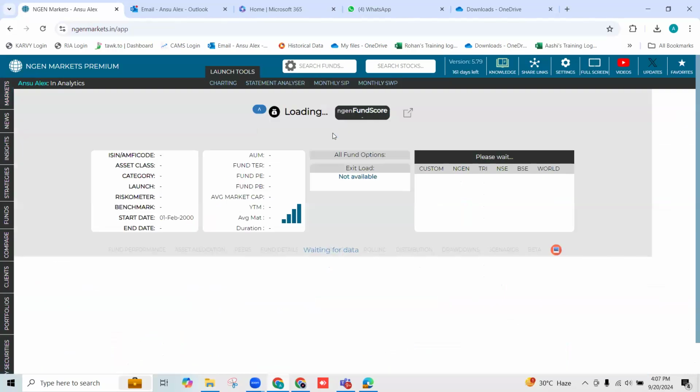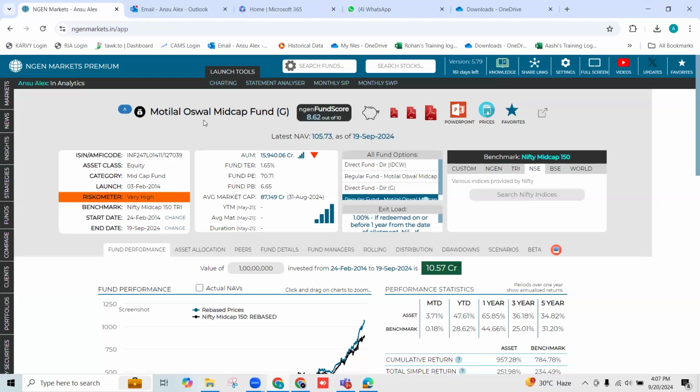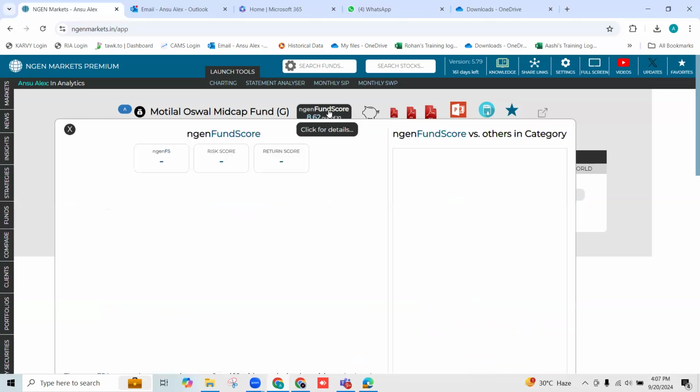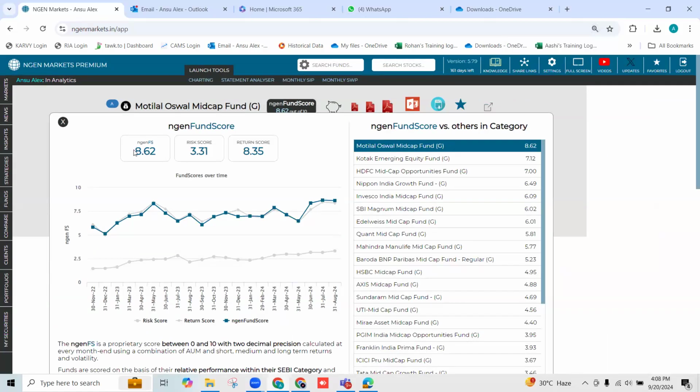I click on that, and this is the fund score that you could see when you load a single fund analysis. Next to the name of the fund, you could see this black tile. You simply click on that and it gives you the explanation for the fund score as well. Here for this fund, Motilal Midcap Fund, the fund score is 8.62. Now this score ranges between 0 to 10. The explanation for the score range is also something that we have mentioned. The closer it is to 10, the better the fund score of that specific fund.